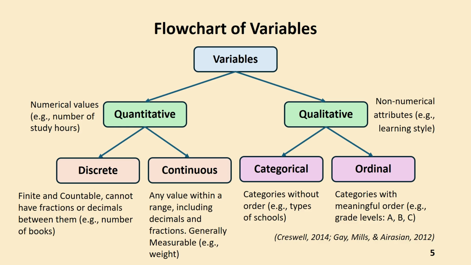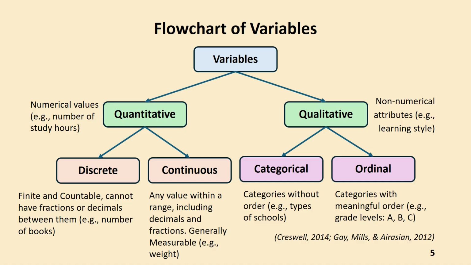Finite and countable cannot have fractions or decimals between them. Example, number of books. If I ask you how many books you have in your house, you will definitely have a fixed finite number: I have 10 books, I have 20 books, I have 15 books. You cannot say that I have 15.5 books. That is why it is important to understand how a discrete variable behaves. It is finite and countable and cannot have fractions and decimals.